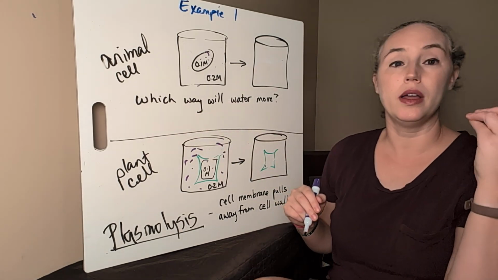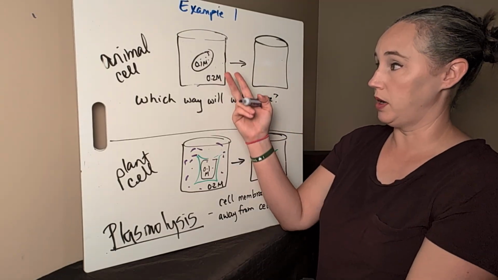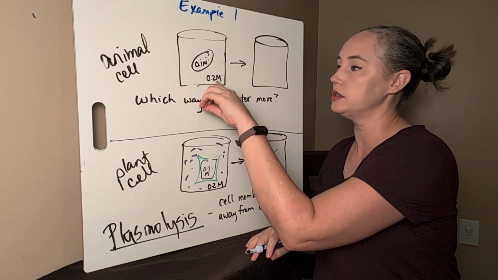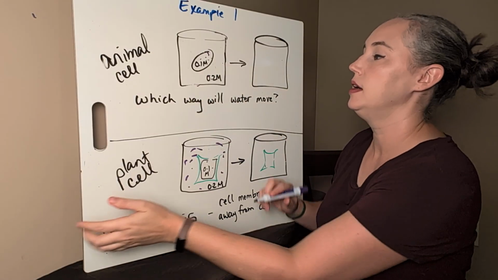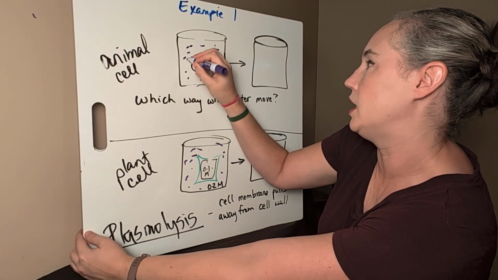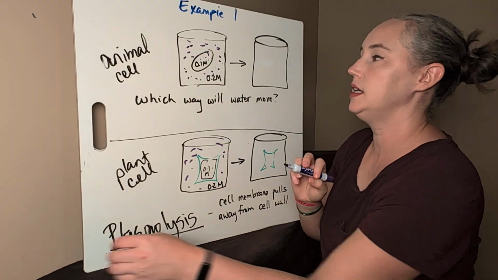So, right, we did this part, we labeled. You can add dots. Okay, so 0.2 molar outside and 0.1 inside. So really we just need to put more dots outside to show a higher solute concentration than inside.